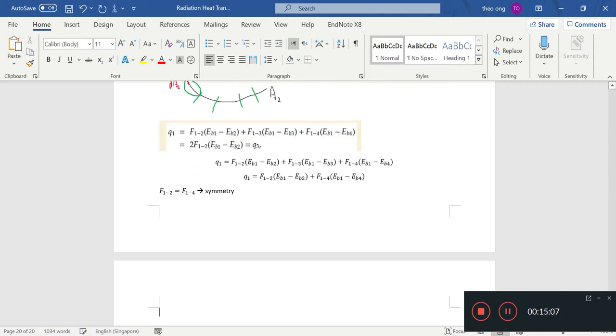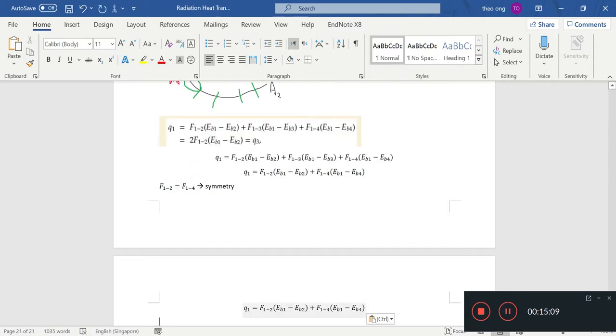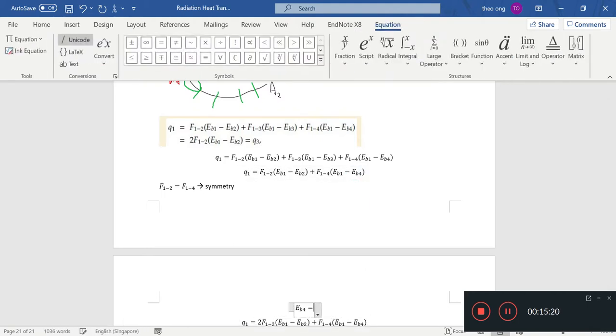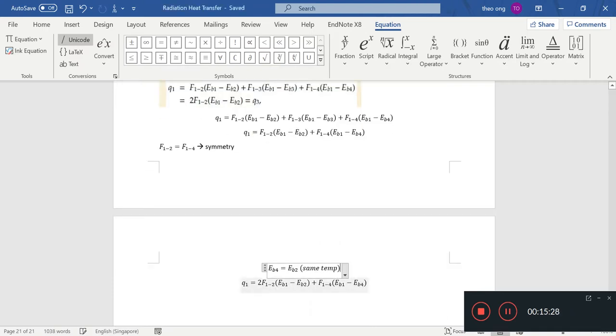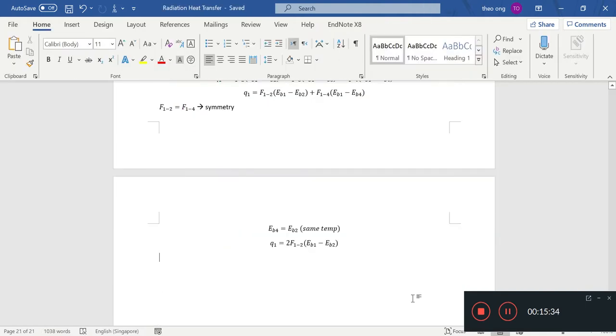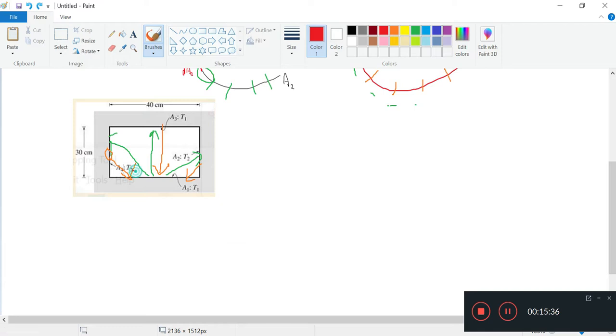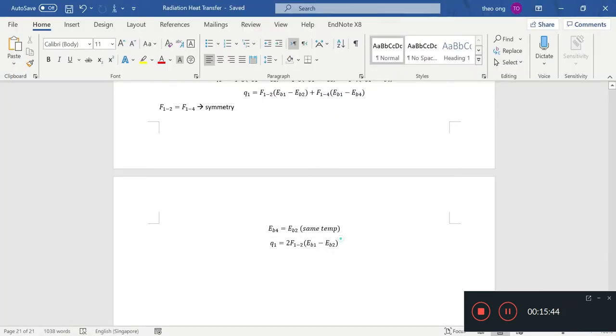So at the end of the day, we'll have just 2 times of this. And since they are at the same temperature, EB4 equals EB2. Same temperature. And then basically I can just take this whole thing out, and that's Q1. Okay, that's Q1. And because the symmetry is the same, this Q1 equals Q3.